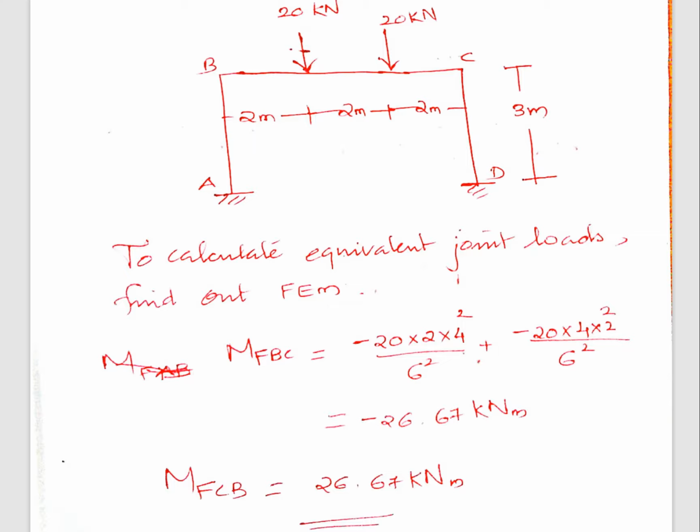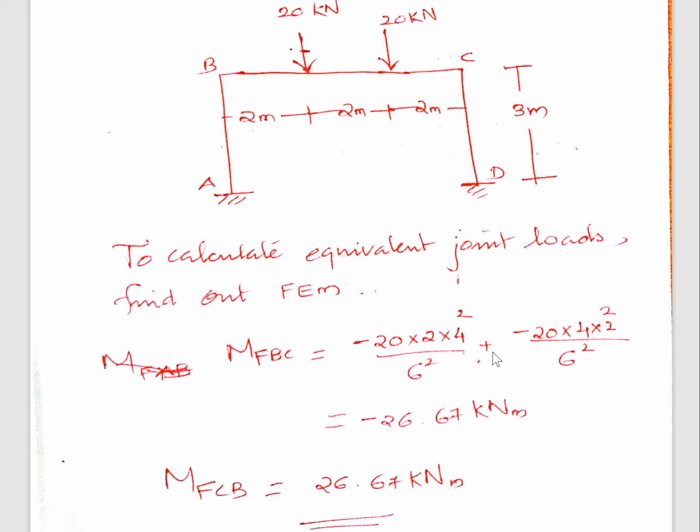We know that M of BC is equal to, due to the first 20 kilonewton, it is minus 20 into 2 into 4 square divided by 6 square. That is, first 20 kilonewton load in the case, small a is equal to 2 and small b is equal to 4. So the equation is minus W a b square divided by L square.